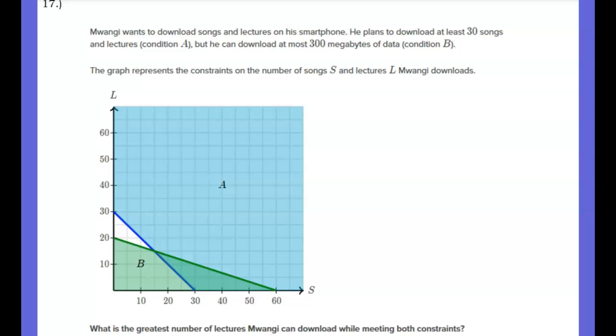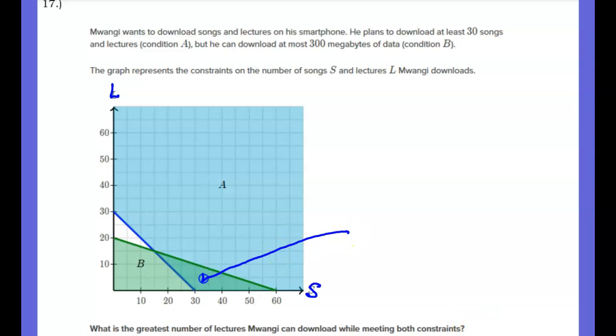All right, let's interpret some graphs. McWani wants to download songs and lectures on his smartphone. He plans to download 30 songs and lectures. That's condition A. Here's our lectures: our y-axis would be our lectures, and our songs would be on our x-axis. The graph represents the constraints on the number of songs and lectures that McWani downloads. What's the greatest number of lectures he can download while meeting both constraints?